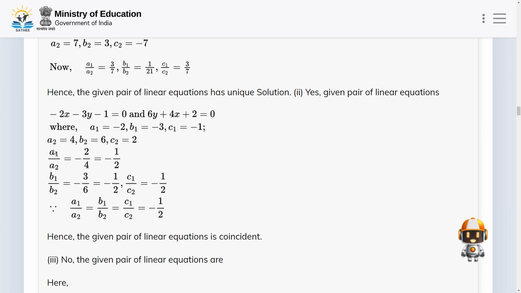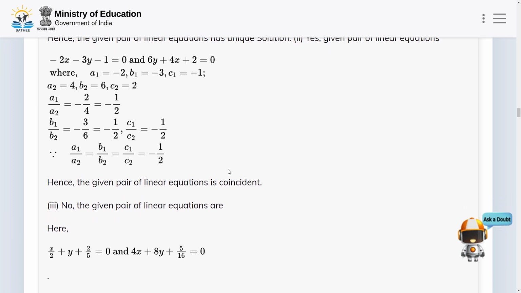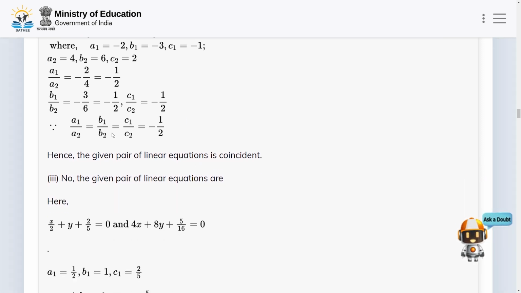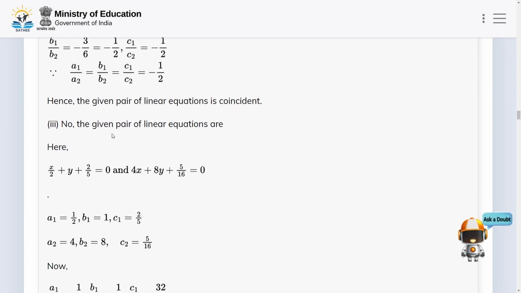Now the ratio a1 by a2 is equal to minus 2 by 4, that is equal to minus 1 by 2, and the ratio b1 by b2 is equal to minus 3 by 6, that is equal to minus 1 by 2, and c1 by c2 is equal to minus 1 by 2. Therefore here a1 by a2 is equal to b1 by b2 is equal to c1 by c2. Hence the given pair of linear equations is coincident. So this pair of linear equations is coincident. Now let us move to the third one.